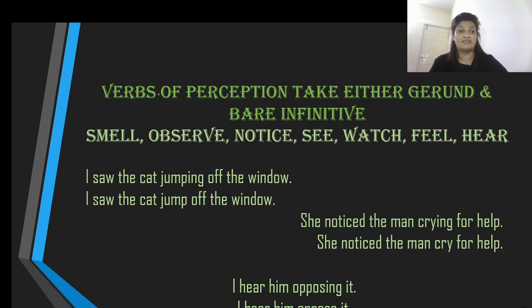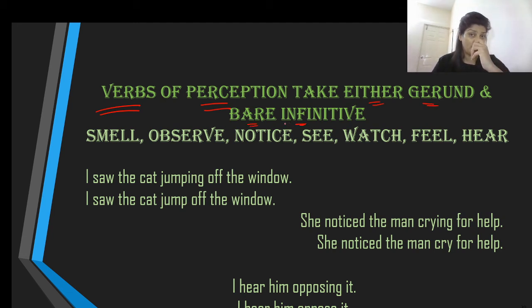Now the next one is verbs of perception. What are verbs of perception? Well, we've been learning about verbs of perception since the day I started teaching about the verbs. Verbs of perceptions are those verbs which actually are perceived through all our senses. Those five senses that we have, the sense of touch, the sense of smell, the sense of hearing, seeing, and also tasting, all those are our senses. And when you have verbs of those perception which are perceived through the senses, then those verbs either take a gerund or a bare infinitive.